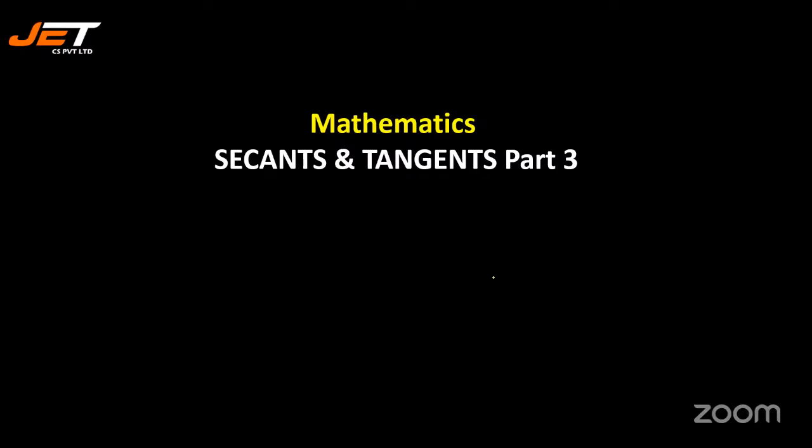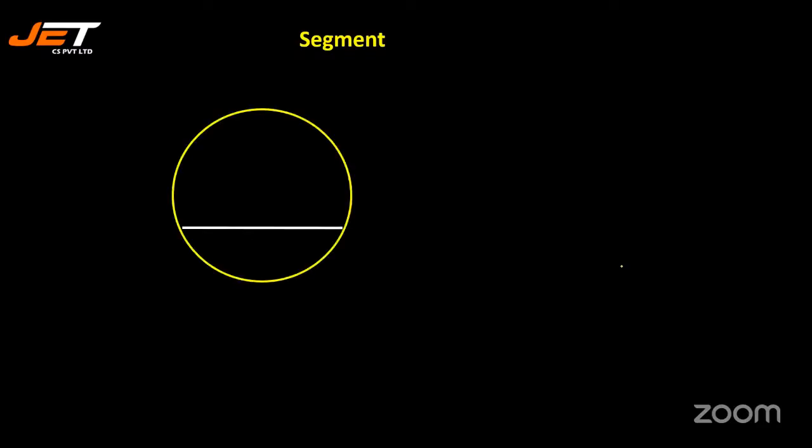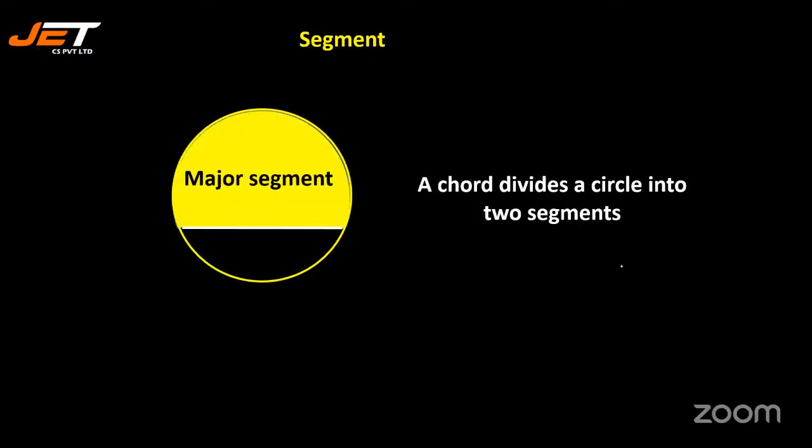All right, so let's move on to our subject today, secants and tangents. Let's quickly brush up the basic parts. A chord divides a circle into two segments. You can see the yellow highlighted is the major segment and the one which is not highlighted is the minor segment.